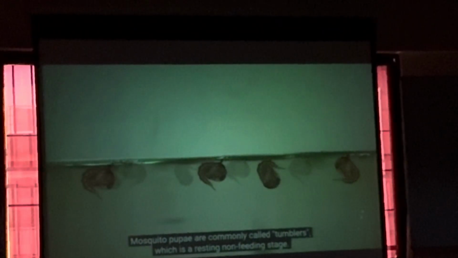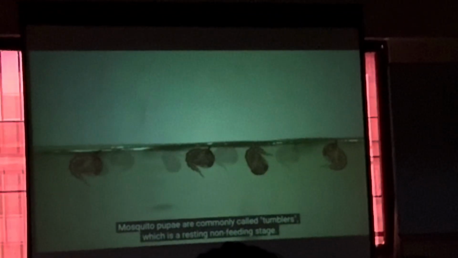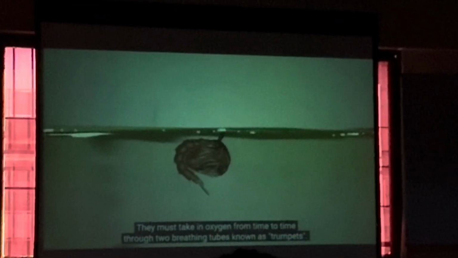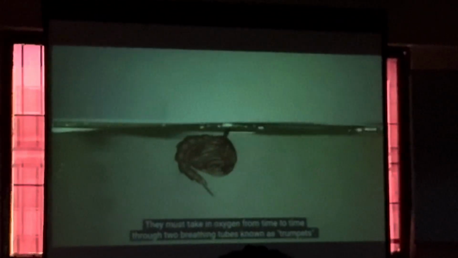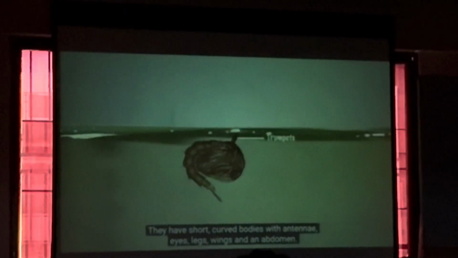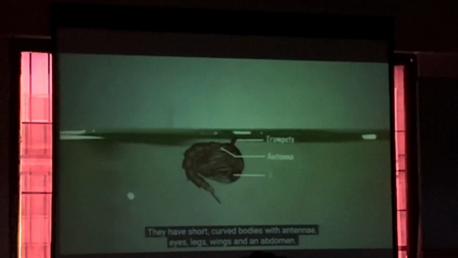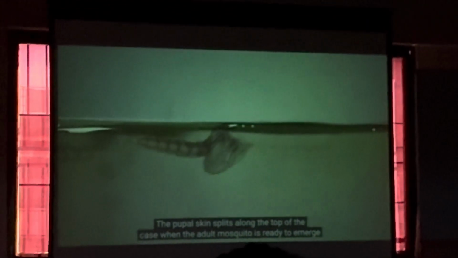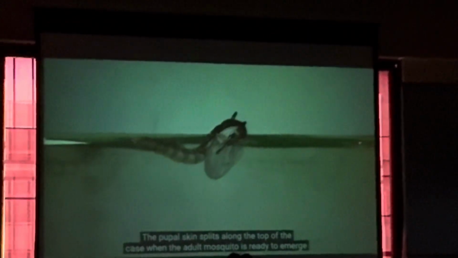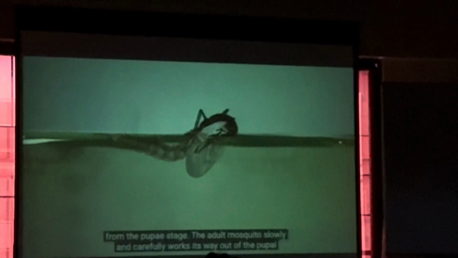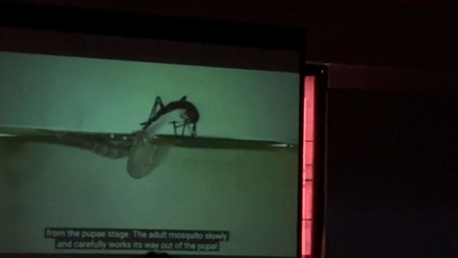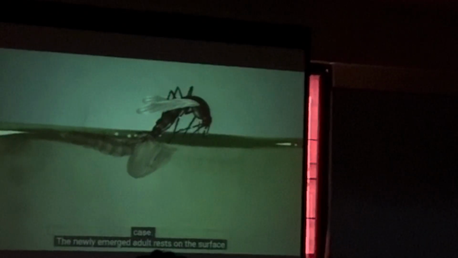Mosquito pupae are commonly called tumblers, which is a resting non-feeding stage. They must take in oxygen from time to time through 2 breathing tubes known as trumpets. They have short, curved bodies with antennae, eyes, legs, wings, and an abdomen. The pupal skin splits along the top of the case when the adult mosquito is ready to emerge from the pupae stage. The adult mosquito slowly and carefully works its way out of the pupal case.